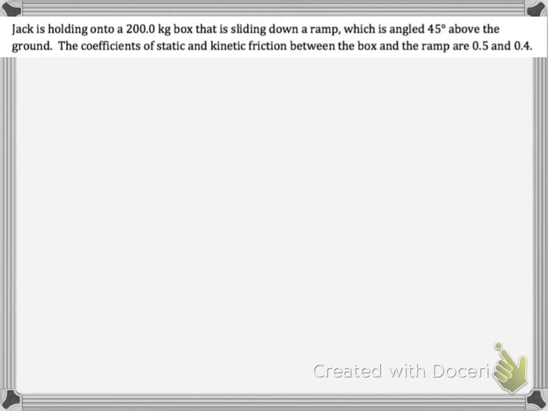Hello YouTube, today we're doing a problem on Newton's laws. This is a very typical Newton's law problem involving ramps. So you've got Jack, a person holding onto a 200 kilogram box that's sliding down a ramp angled at 45 degrees above the ground, and you're given the coefficients of static and kinetic friction respectively. So you have this scenario here.